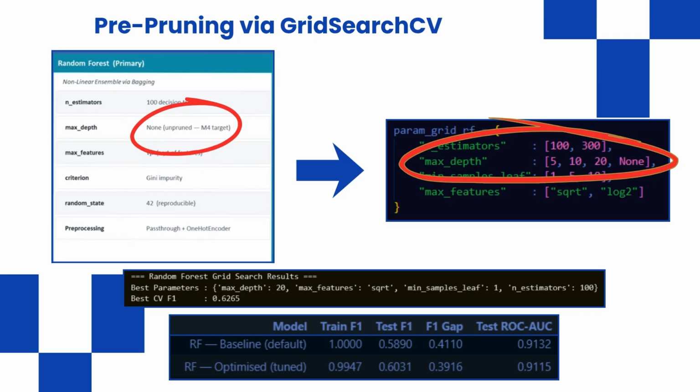Second, pre-pruning for RF. Pre-pruning restricts how deep each decision tree can grow during training to prevent memorization. From none at the beginning, we now tune max depth and minimum samples per leaf through grid search CV across 48 combinations. The best configuration identified has max depth 20, which achieved a CV F1 score of 0.6265 and reduced the F1 score gap to 0.3916.